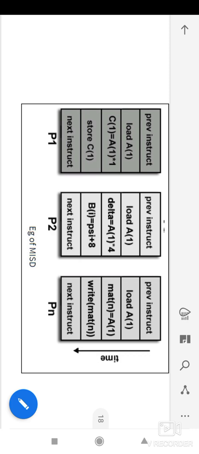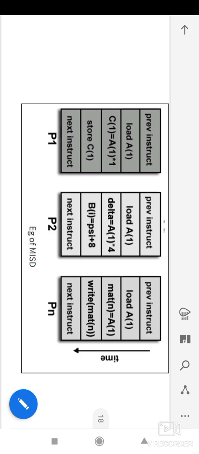That's also the case for the next instruction. It is store C1, next is B of I, then write MAT of n. PSI plus 8.